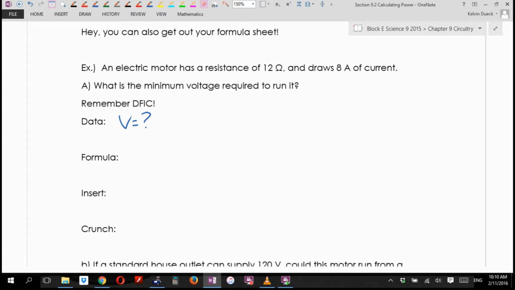So you know what, Brady? Let's write this. R equals 12. If you want to, you can put the ohms next to it. You don't have to. Some teachers are really fussy that way. I'm not.